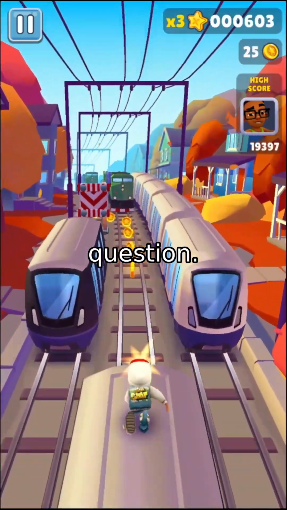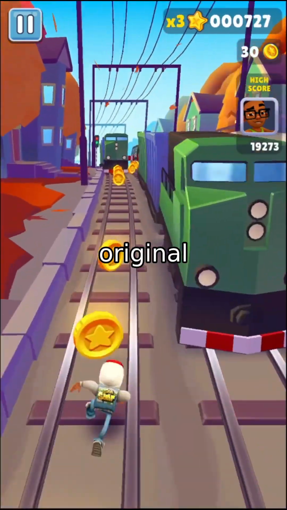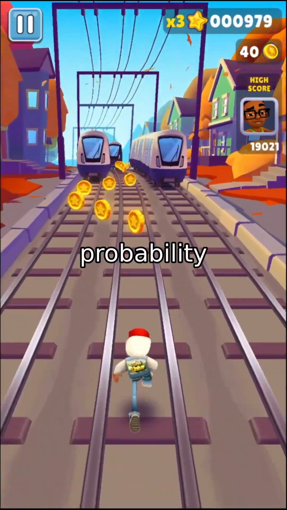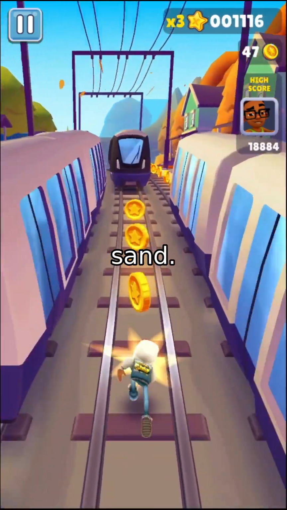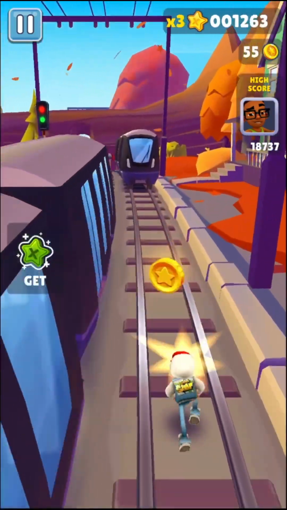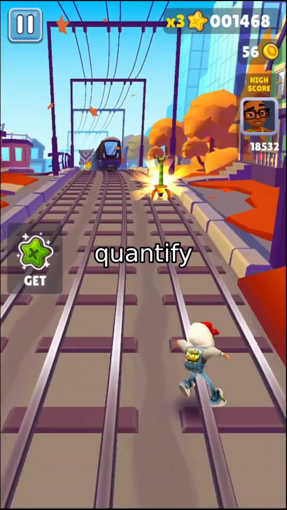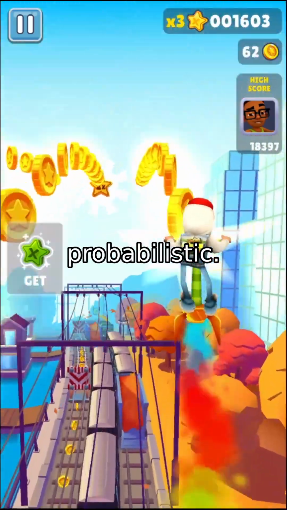But here's the real question: how do you know how different this new model is from your original guess? That's where the Wasserstein distance comes in. Picture two probability distributions as two piles of sand. The Wasserstein distance is like measuring how much you'd have to move the sand from one pile to perfectly match the other. It's a way to quantify difference in a world where everything is probabilistic.